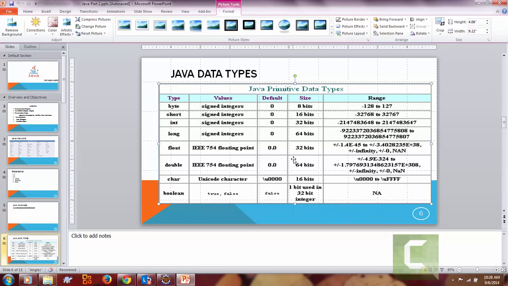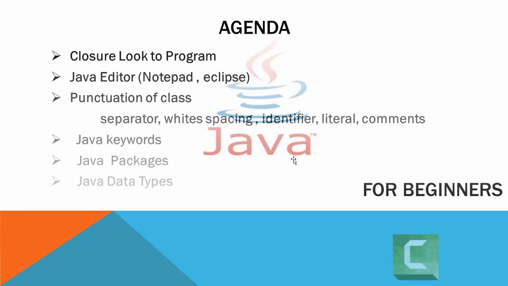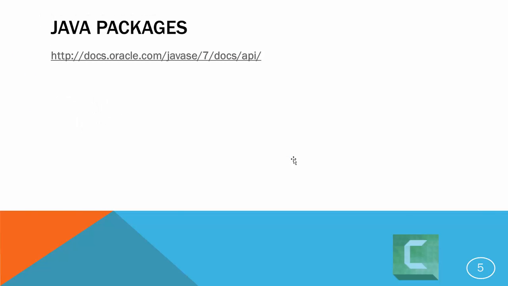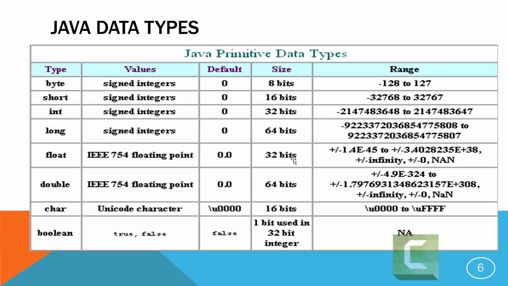Next is long. Long is again a signed integer and is much more than int, it is double of int, so it is 64 bit, so it is a very high range. So it depends on the use case, what is the range of data you want to store and manipulate in the Java code. Based on that you can use it.